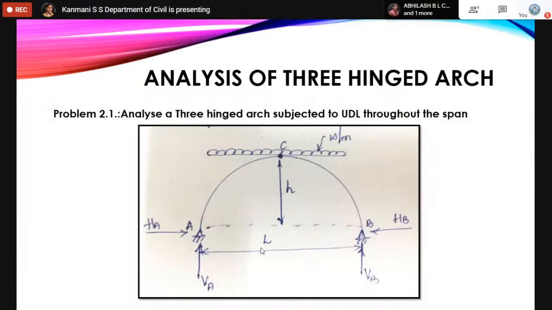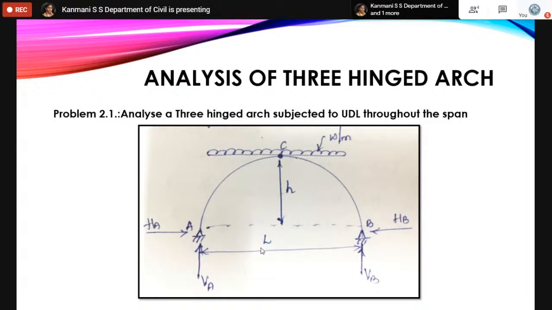Now moving on, I'll take a problem. Analyze a three-hinged arch subjected to UDL throughout the span. See, I'm giving you the concept. I'm solving this problem in detail, but in some GATE papers, they have asked for the reactions at section X or at joint A, and so many questions on this topic.